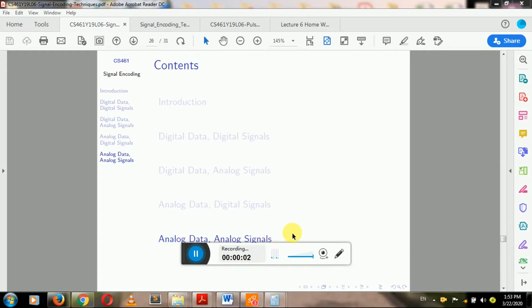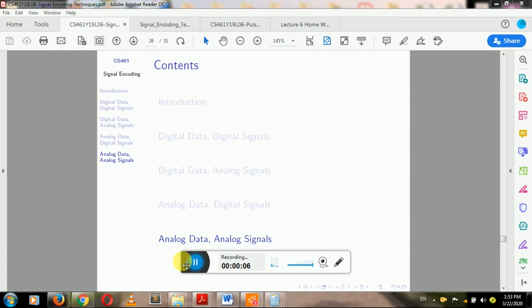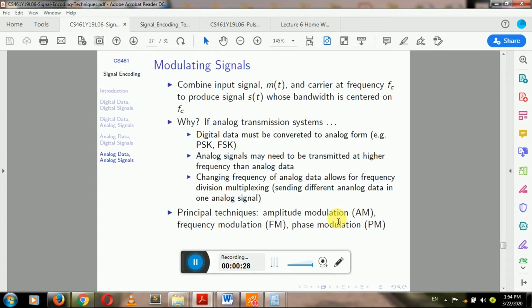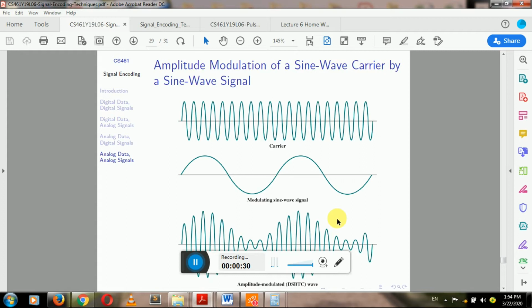Okay, this is the last part in this signal encoding technique. That means sending analog data in the form of an analog signal, which is very simple. Here we have analog data like someone speaking, someone's voice or audio or some music, and we want to send it as an analog signal. So we have two techniques here. The first one is amplitude modulation.